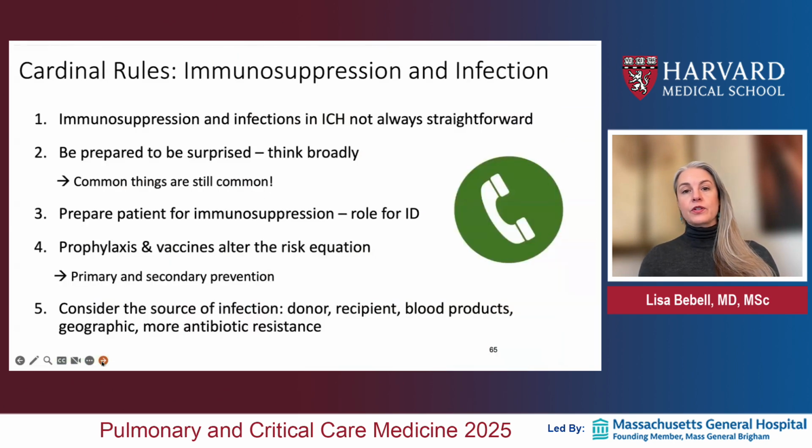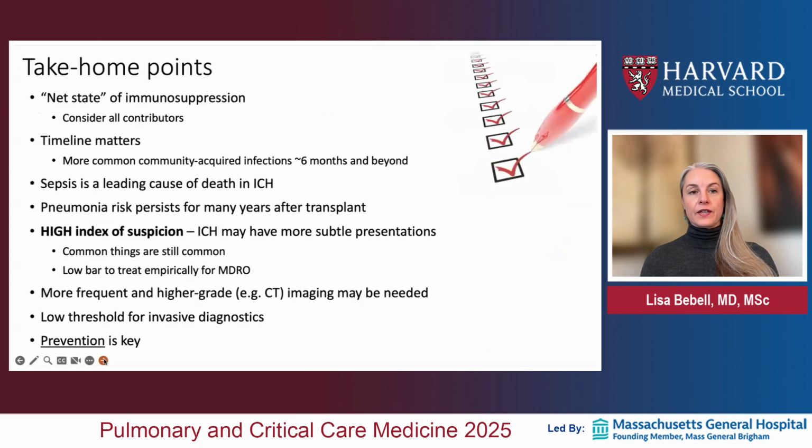So the cardinal rules are that immunosuppression and infections are not always straightforward in immune-compromised hosts. Be prepared to be surprised, think broadly, but common things are still common. And prepare your patient for immunosuppression, give vaccinations, remember to involve your infectious disease consultant. And prophylaxis and vaccines alter that risk equation that I mentioned. Primary and secondary prevention are extremely important, and consider the source of infection according to your timeline and your geography.